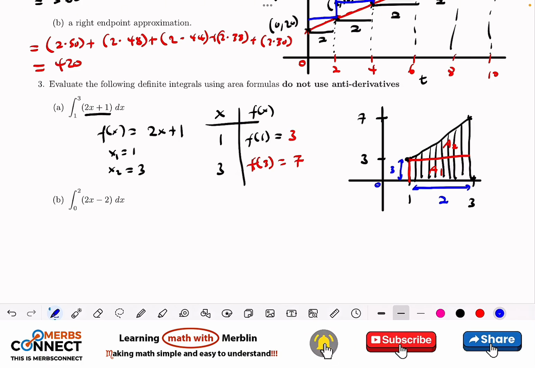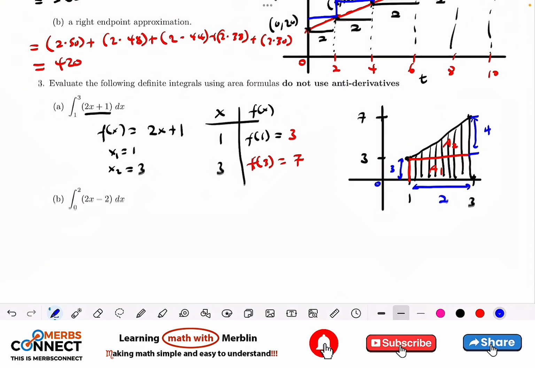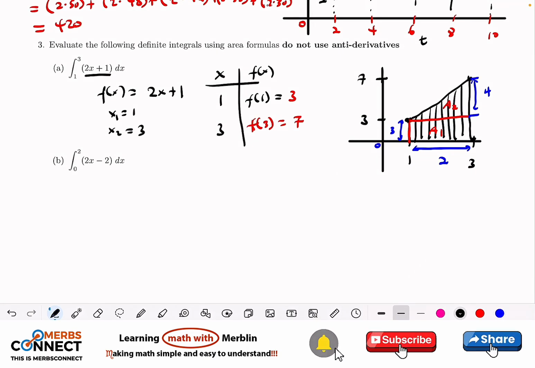And then we know that from this side to this side is 7. But we want to know the distance here. So the distance here is between 3 and 7. So 7 minus 3 gives us 4. So the distance from here to here is 4. This will help us to find the area.